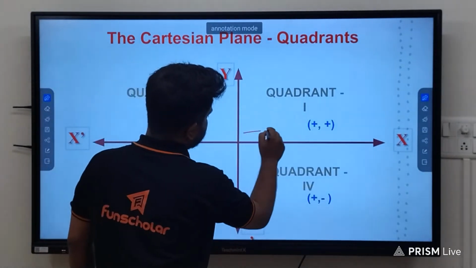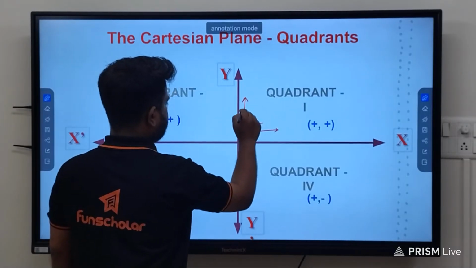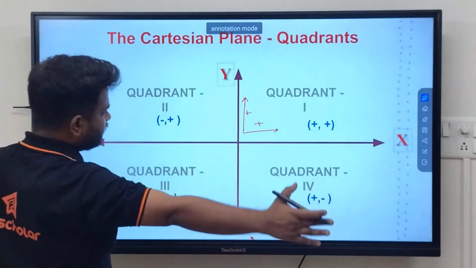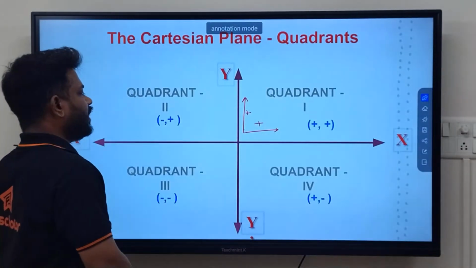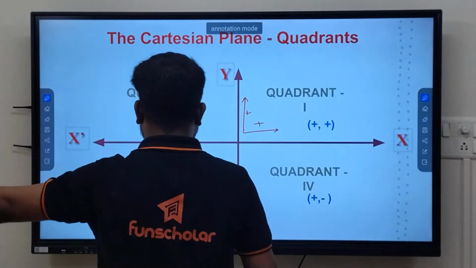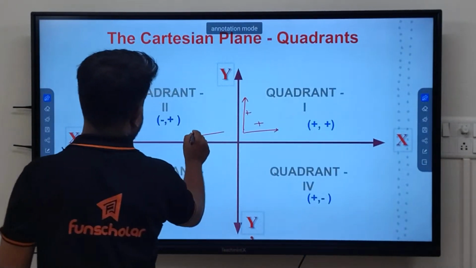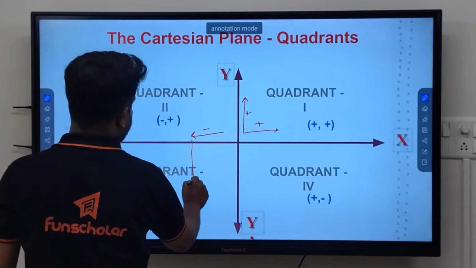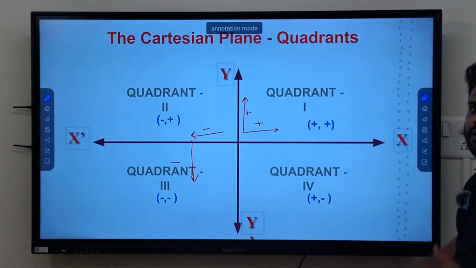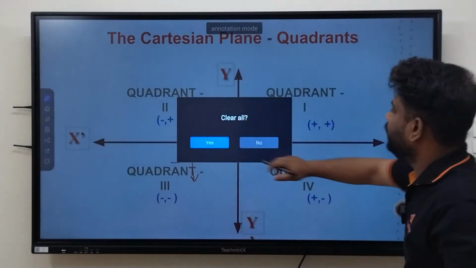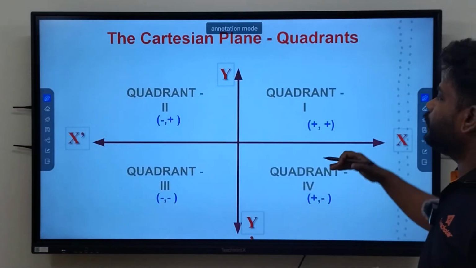going like this. This one is positive and this one is also positive. If you are going right hand side, it will be positive. If you are going up, this will also be positive. But if you are going to the left hand side, it will be negative, and if you are going downside, it will also be negative. So from this point we can simply remember all the signs of the quadrants.